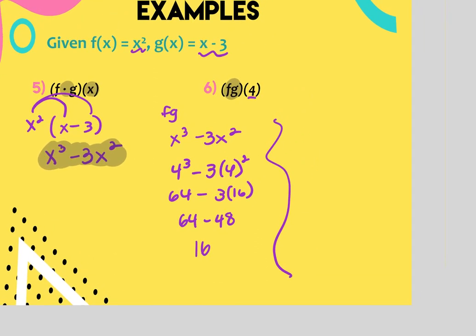The other option, and especially if we hadn't already done the work for number 5 like we did, is to find f of 4 and g of 4 and then multiply them together at the end. So f of 4 would be 4 squared, which is 16. G of 4 would be 4 minus 3, which is 1. Multiply them out, and you get 16. So again, you get to choose which one to do. I would say normally I lean towards the second method, but it's completely up to you.